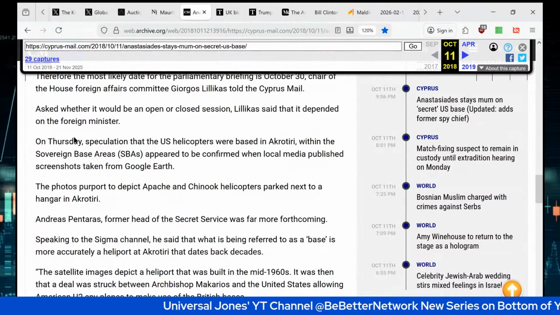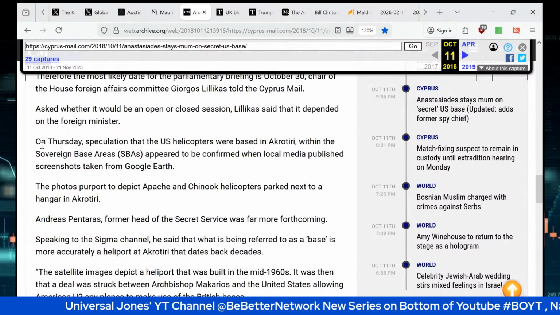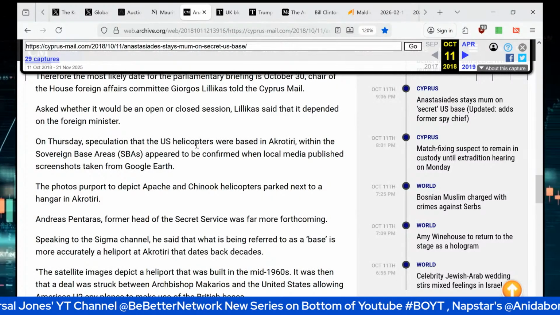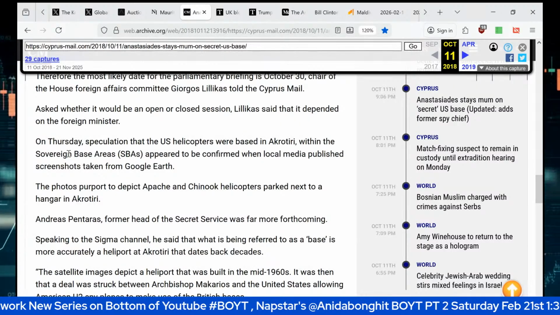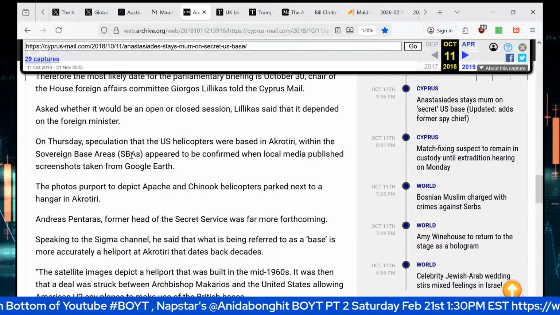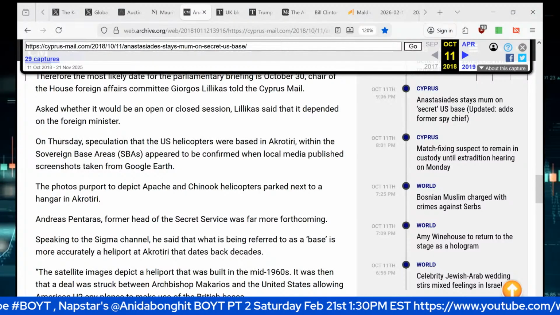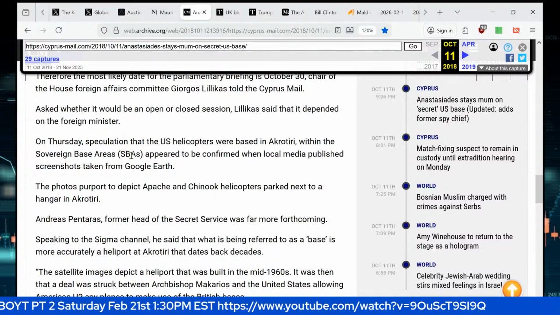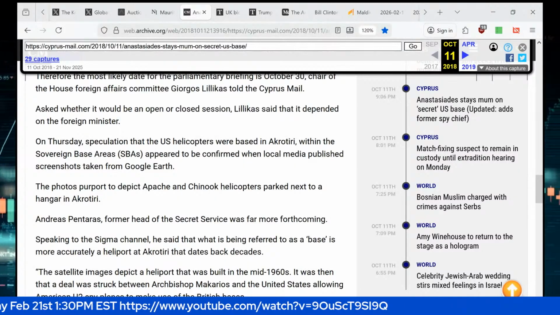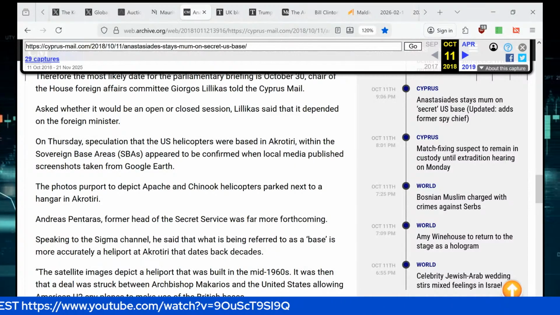Anyhow, here, this is the key part. Okay, speculation that the U.S. helicopters were based in Akrotiri within the sovereign base areas, SBAs. SBAs are those special areas, okay, of the British overseas territories. And guess what? Those places make very good tax havens too.